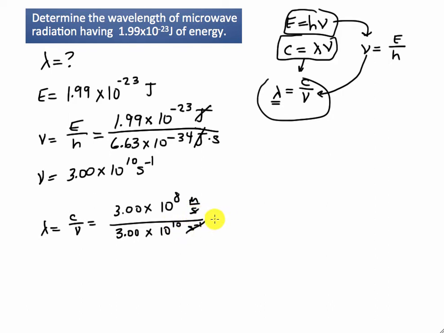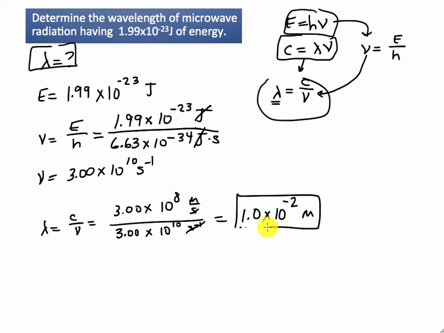These cancel out, leaving me with meters, which is exactly what I want for my wavelength. It should be in meters. And if I cancel these two and divide, I end up with 1.0 times 10 to the minus 2 meters. And there is my wavelength.